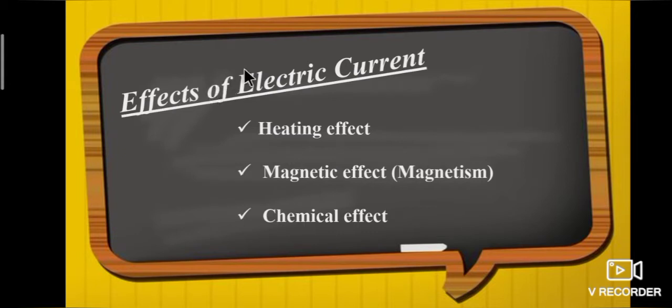Now, we are going to study the effects of electric current. There are three important effects. First one, heating effect. Second one, magnetic effect. Third one, chemical effect. Magnetic effect is otherwise called magnetism. We'll see the effects one by one.